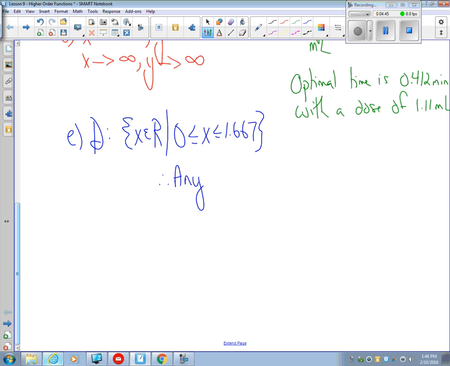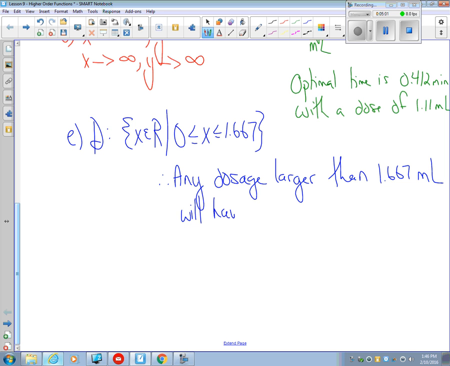Remember what X represents. X is our dosage, right? Any dosage larger than 1.667 milliliters will have no effect on reaction time.